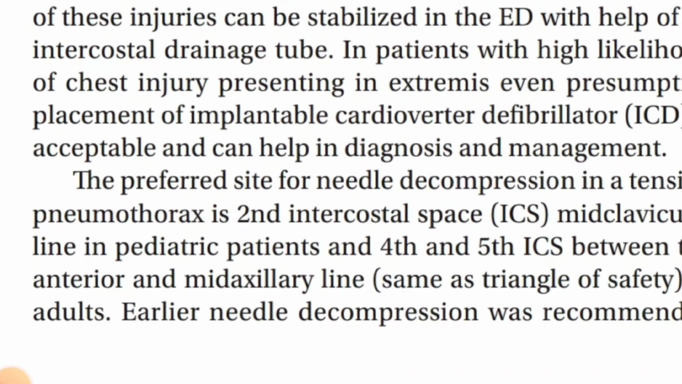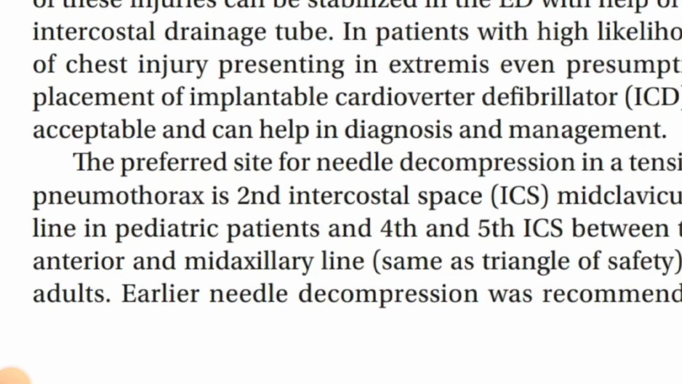The preferred site of needle decompression in tension pneumothorax is the second intercostal space, mid-clavicular line in pediatric patients. But for adults, it is the fourth and fifth intercostal space between the anterior and mid-axillary line, the same as the triangle of safety. Why fourth and fifth intercostal space in adults? Because the second intercostal space has a very huge muscle mass. That's why fourth and fifth is considered in case of adults.